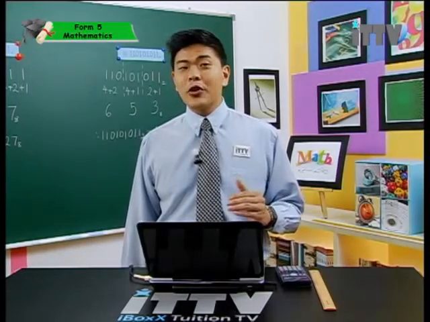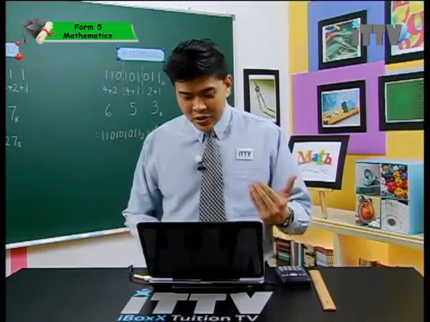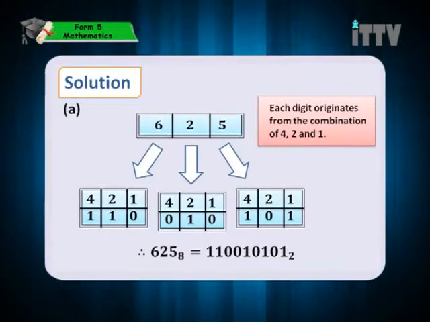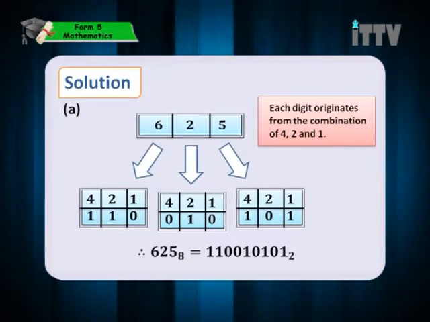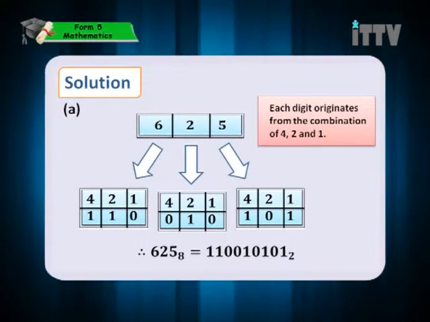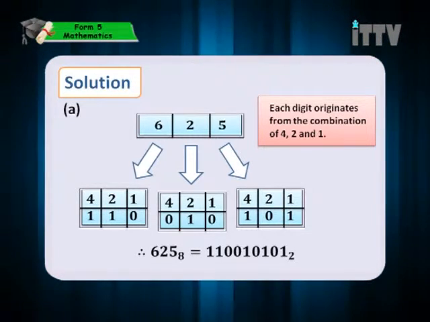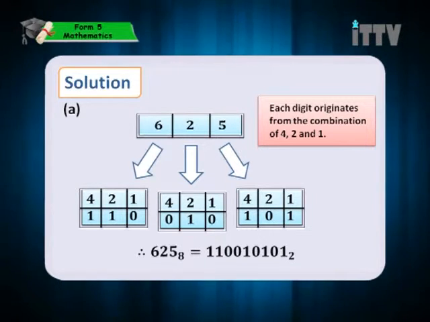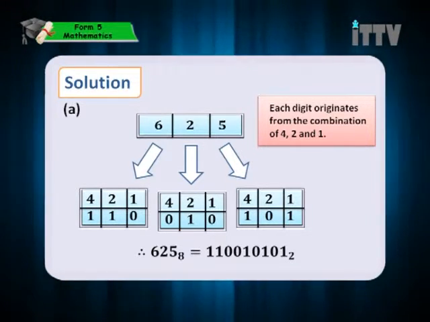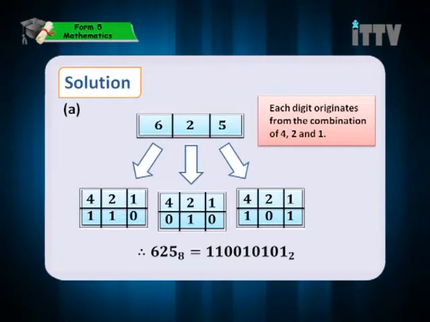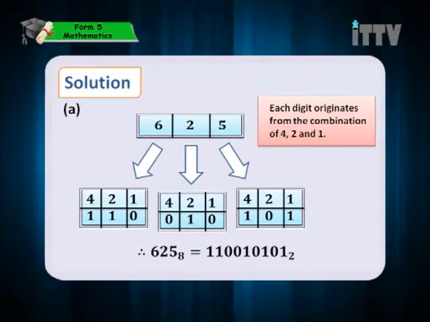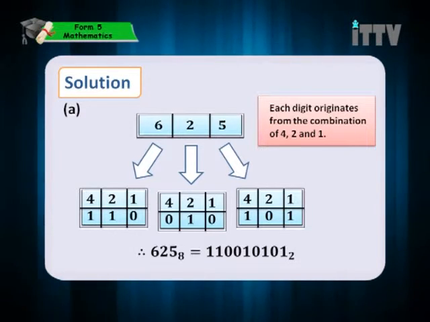Now just remember the grouping method just now. Now we're actually going to apply the reverse. So let's take a look at A. 625 in base 8. For every digit in the number, 6, 2, and 5, we have to take a look and find out how each digit originates from the combination of 4, 2, and 1.